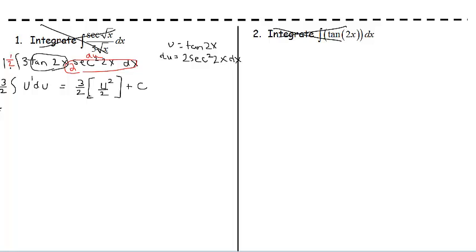Something we can do here is multiply the two 2's together in the denominator, so we're going to get 3/4 u squared plus c, and replace back in what u was. If you're ever not sure, you can always check your answer by differentiating using the chain rule. All right, let's take a look at another problem.